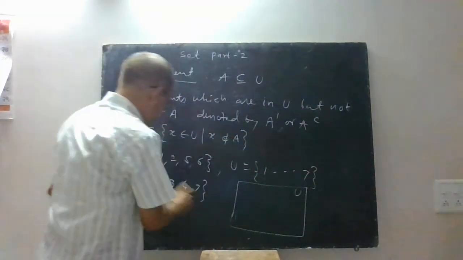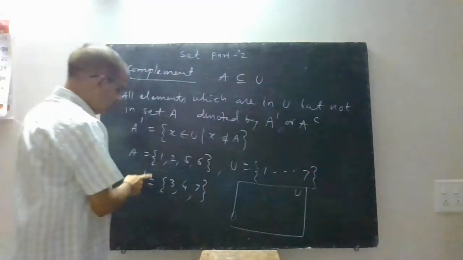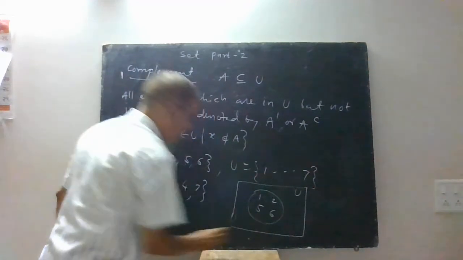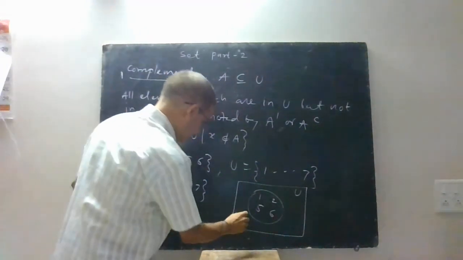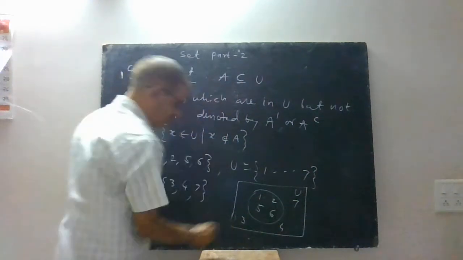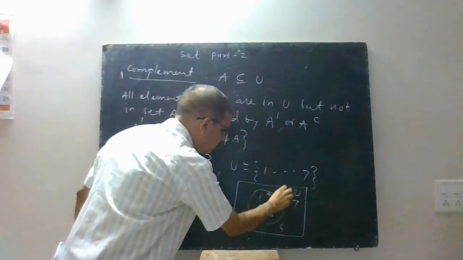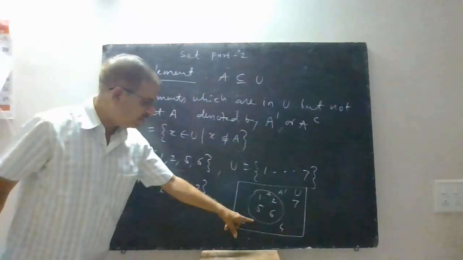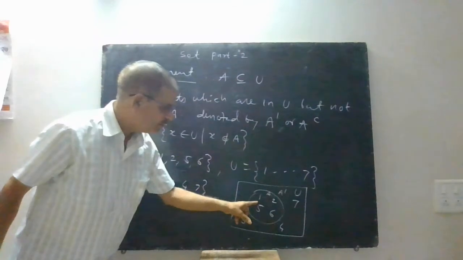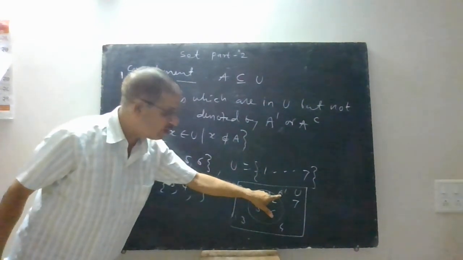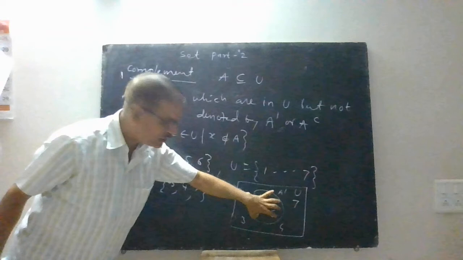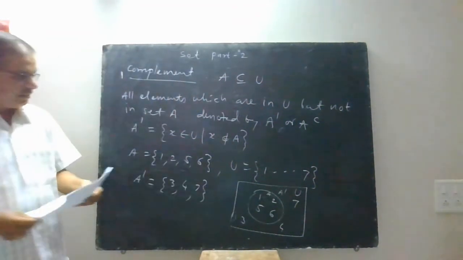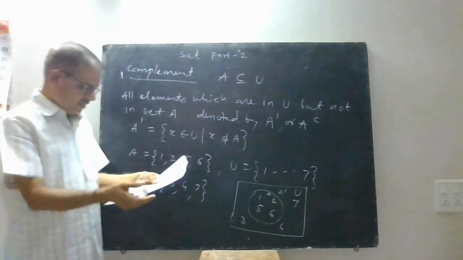So now suppose this is set U containing these elements 1 to 7, and this is set A. Suppose A is this set 1, 2, 5, 6 and then 3, 4 and 7. So this is your set A and this is your set A complement. So using a Venn diagram you can show the complement of a set. This is your universal set U and the set A is inside it. A complement means elements which are not in this set, only 3, 4 and 7, and together you will get the universal set U.